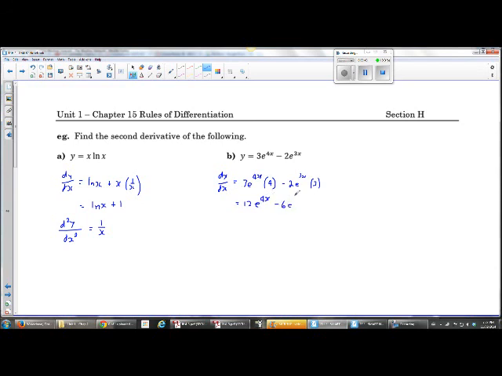and so then d2y by dx squared is 12 e to the 4x times 4 minus 6 e to the 3x times 3. And just to simplify that a little bit, I get 48 e to the 4x minus 18 e to the 3x.